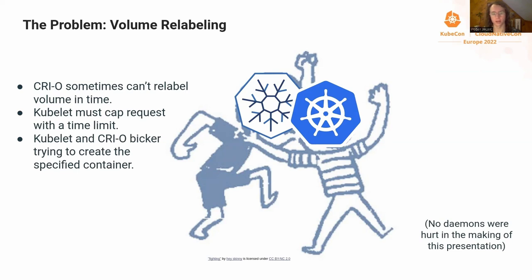When the kubelet asks CRI-O to create a container, it must cap the amount of time CRI-O has and cancel the request after that time. Otherwise, the request could have gone to the void and the container creation could never happen. When CRI-O can't relabel the volume in time and the kubelet times out, it causes the two processes to bicker about it. Kubelet asks CRI-O to create a container. CRI-O says, "I'm working on it," and fails. This creates a lot of log churn and scary messages in the Kubernetes event API. What's worse is this process happens every container restart, as CRI-O needs to be sure the volume is labeled correctly.